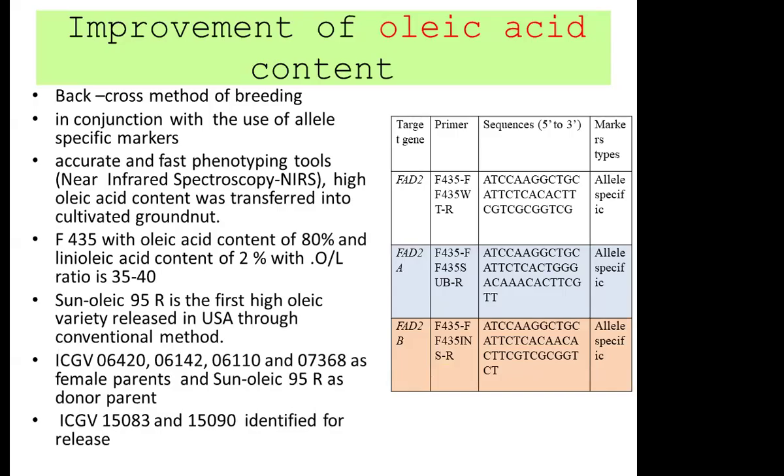We move on. And this I already explained: through the backcross method of breeding, oleic acid content was improved. F435 is a natural mutant that has a high oleic acid content of 80%. This was used in developing Sun Oleic 95R. Through the high oleic breeding program, we were also collaborators with ICAR and DGR for this program. In that process, ICGV 15083 and 15090 were identified for release as Girnar. I think they were released as Girnar 4 and 5 from DGR. Next slide.